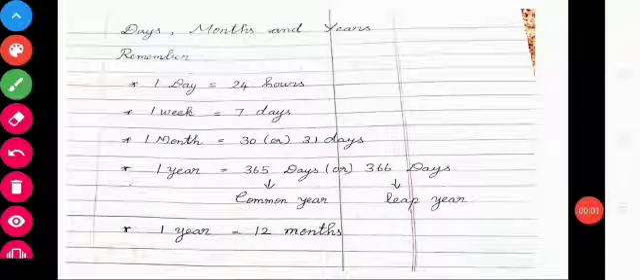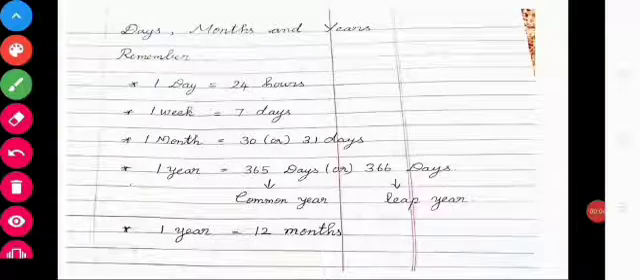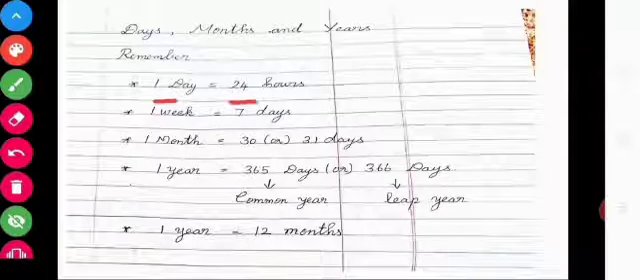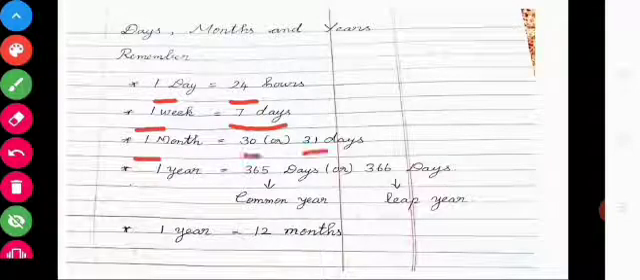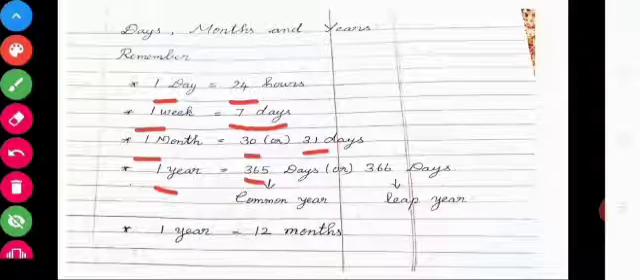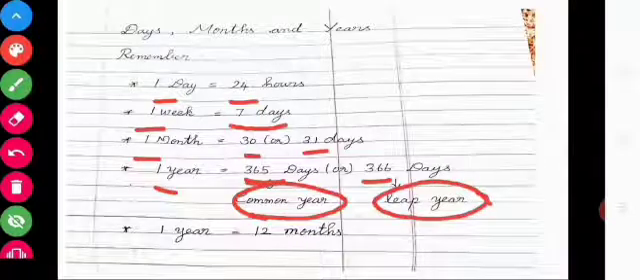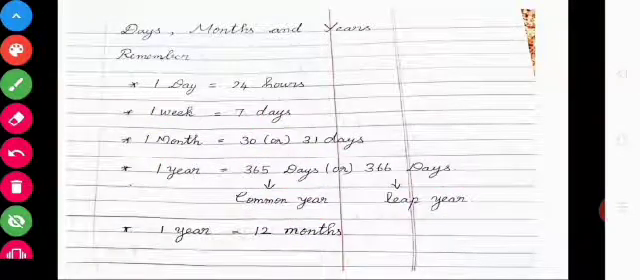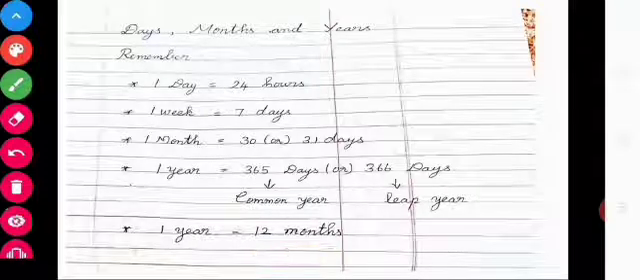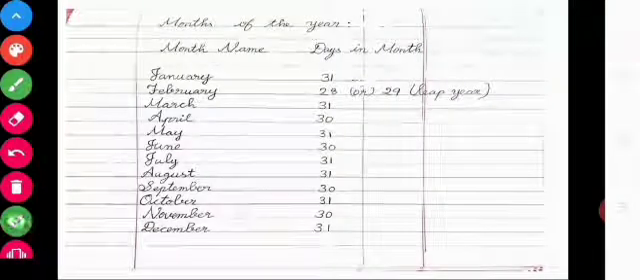Next one, we are going to see days, months and years. One day is equal to 24 hours, 1 week is equal to 7 days. 1 month is equal to 30 or 31 days. 1 year is equal to 365 days or 366 days. In a common year, 365 days, and in a leap year, 366 days. 1 year is equal to 12 months. See that? Months of the year.